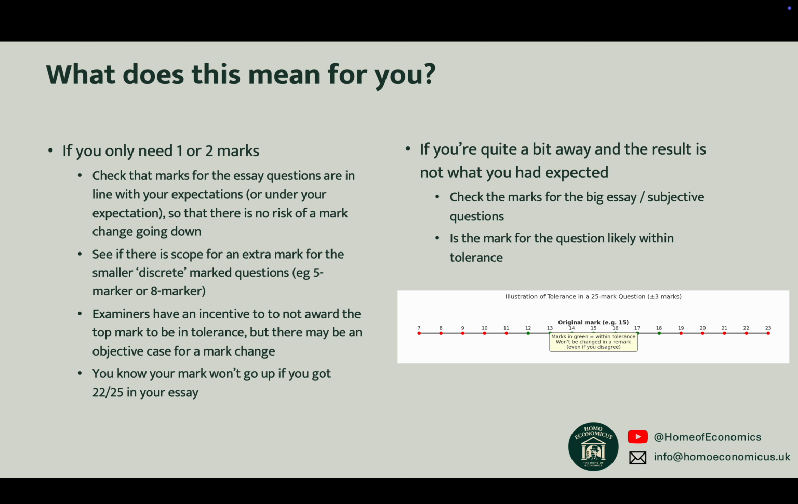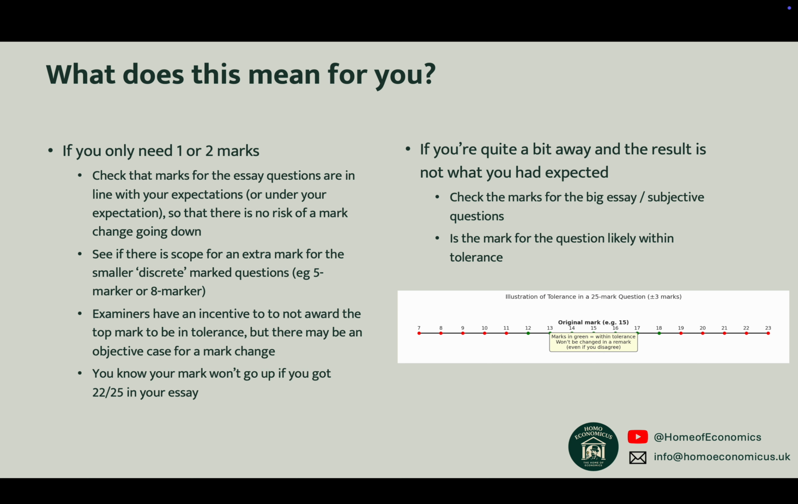And so if you're hoping to get that extra mark or 2 from those 25 markers, then if you see 21 or 22 out of 25 in your essay, you're not going to get it there, right? Look for the 5 markers, 8 markers, 4 markers, 2 markers, whether there's any scope that you could improve your mark.